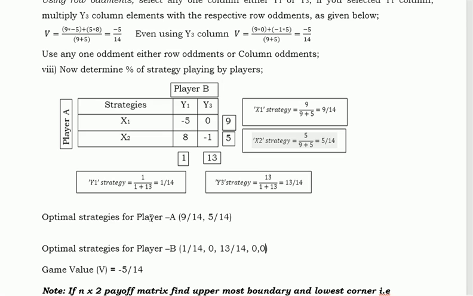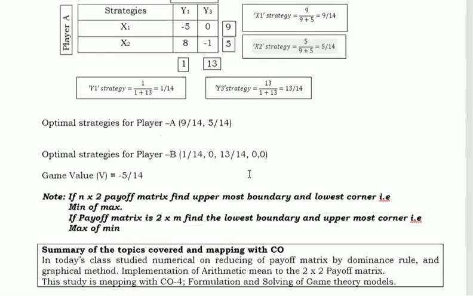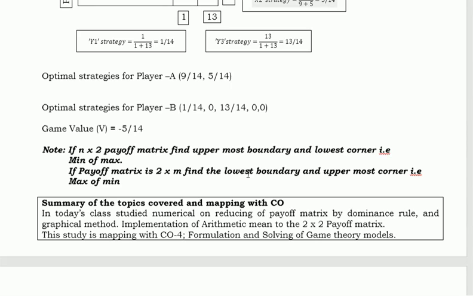So the minimum loss to player A, we are considering minimum loss because the value is negative, is minus 5 by 14 when it plays strategies x1 and x2 in this proportion. Similarly, the maximum gain to player B is when it plays strategies y1 and y3 in the proportion of 1 by 14 and 13 by 14. This is how to solve the given payoff matrix by the graphical method.